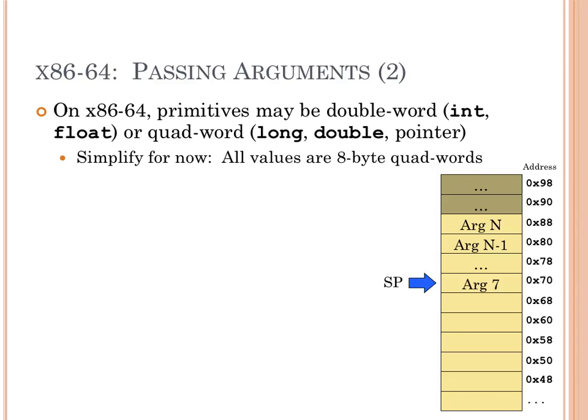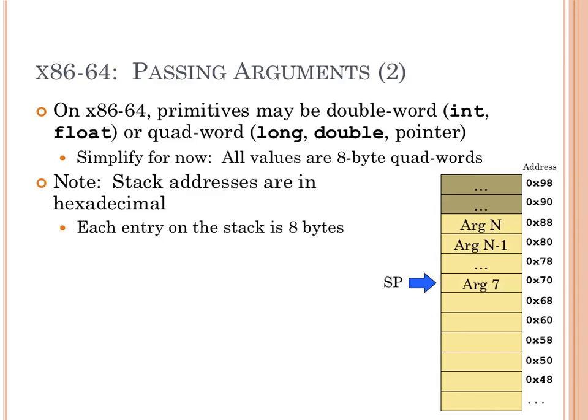Yes, good question though. Okay, so yeah, we're going to pretend that everything is an 8-byte quad word, because that's just simple. And so that's why the addresses are weird. They're like 98, 90, 88, 80, so forth. Because remember, there's also A, B, C, D, E, F for these guys. Okay.